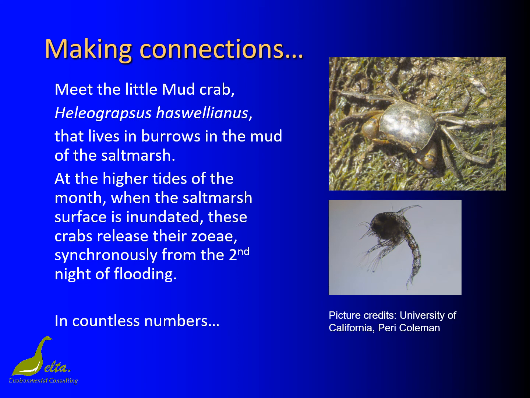While you saw on the previous slide how the food webs of the aerial, benthic and aquatic habitats of the salt marsh are all connected, it goes even further. The salt marsh habitat is connected to the mudflat, to the seagrass meadows and the deeper offshore habitats, and this is one of the ways that they're connected. The little mud crab, Helograpsus haswellianus, lives in burrows on the mud of the salt marsh. At the higher tides of the month, when the salt marsh surface is inundated, these crabs release their zoea synchronously from the second night of flooding, in countless numbers.